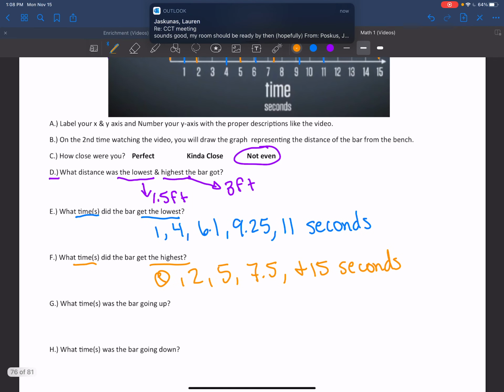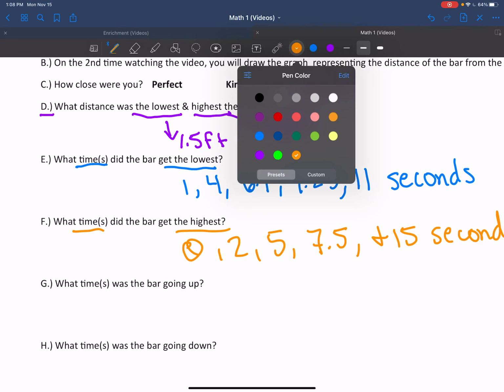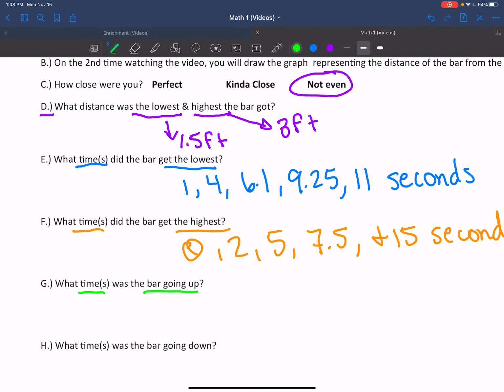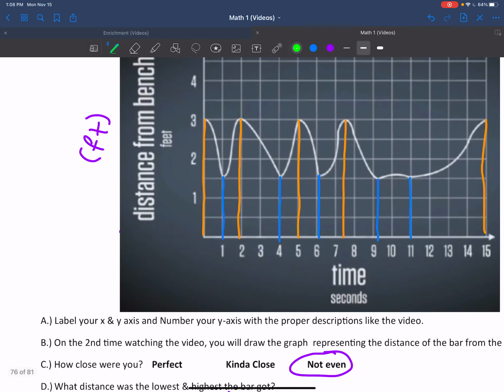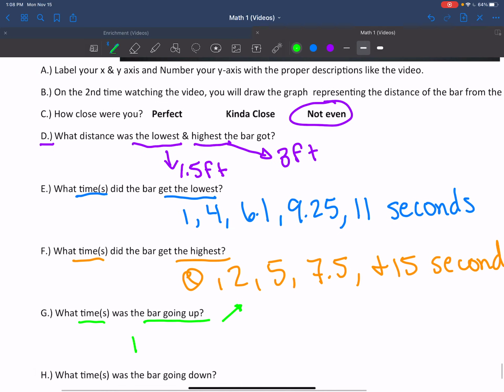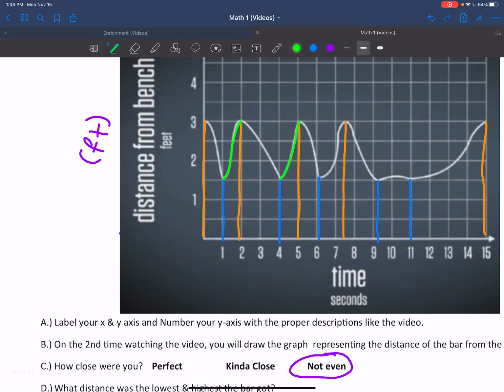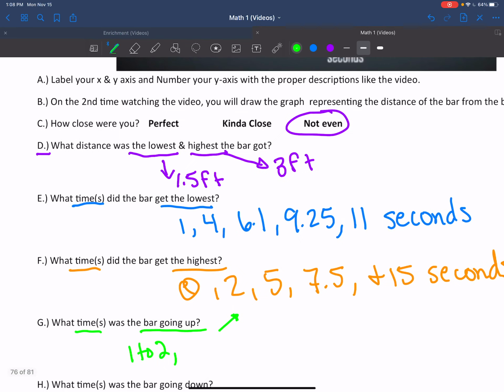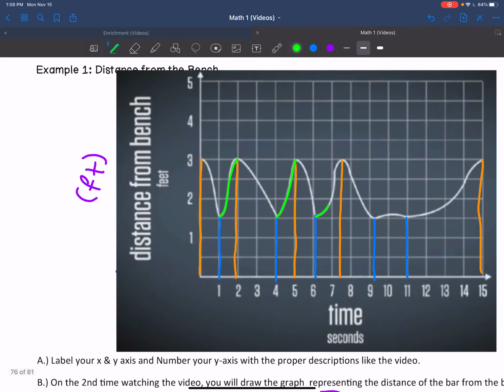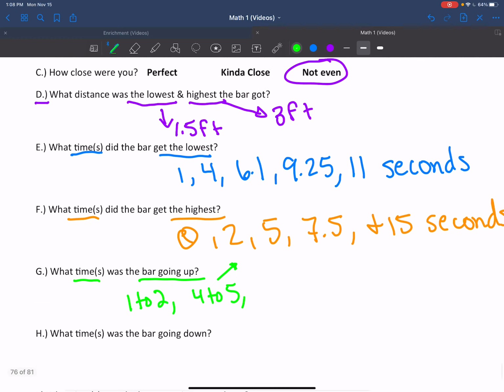All right, next question is, what are the times when the bar is going up? So when is our graph increasing, right? So these are time frames. Well, it's increasing from 1 second to 2 seconds. So I'm going to say 1 to 2. It's increasing again from 4 to 5. It's increasing again from 6 to 7.5. Sorry, I almost messed that up. 6 to 7.5.